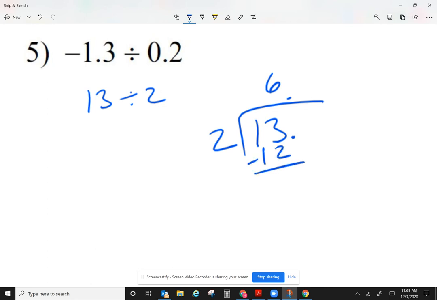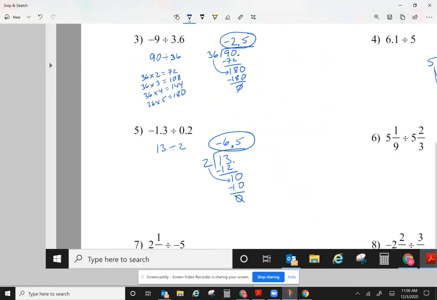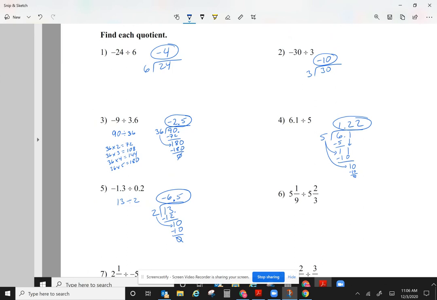Let me subtract this. 13 minus 12 is 1. After the decimal point, I have as many zeros as I need. Now my question is, how many times does 2 go into 10? I'm going to say 5. 5 times 2 is 10. When I subtract them, my remainder is 0. So my result will be 6.5. Negative in this case because my numbers were different signs to begin with. That's how we divide decimals.